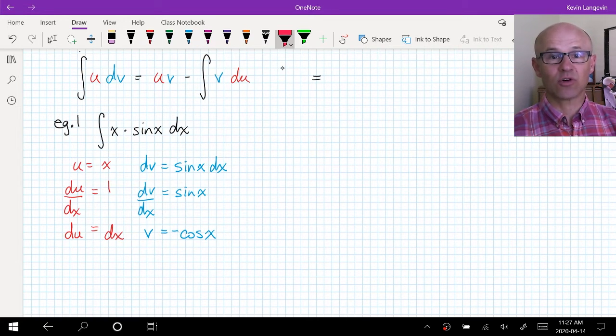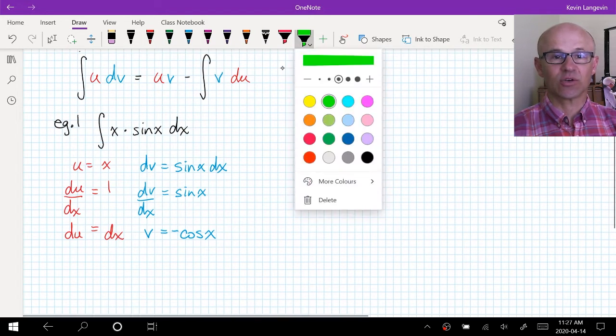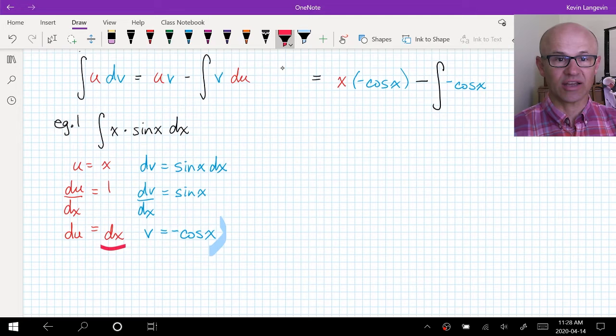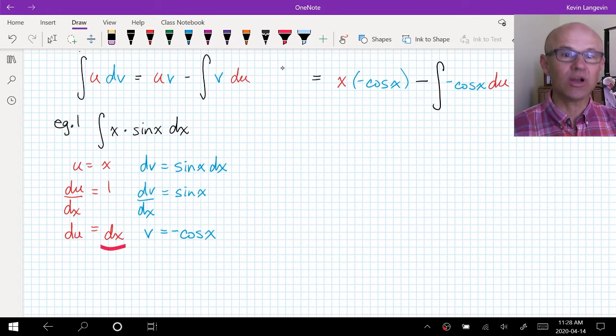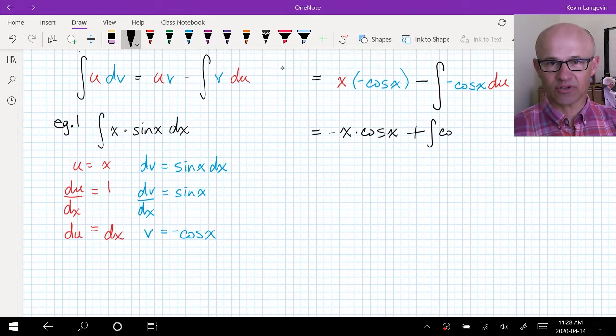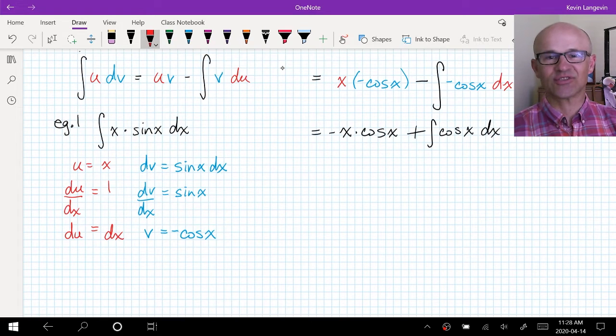We're then going to move to our formula. So when we plug these things in, the x goes into the u position. In this case, the x is going to be at the front, multiplied by the v, which is a negative cos x. Subtract the integral of v, a negative cos x, multiplied by du, the dx. Once again, it appears I've made an error there in the first line. That should be minus the integral of a negative cos x dx. I just fixed it.